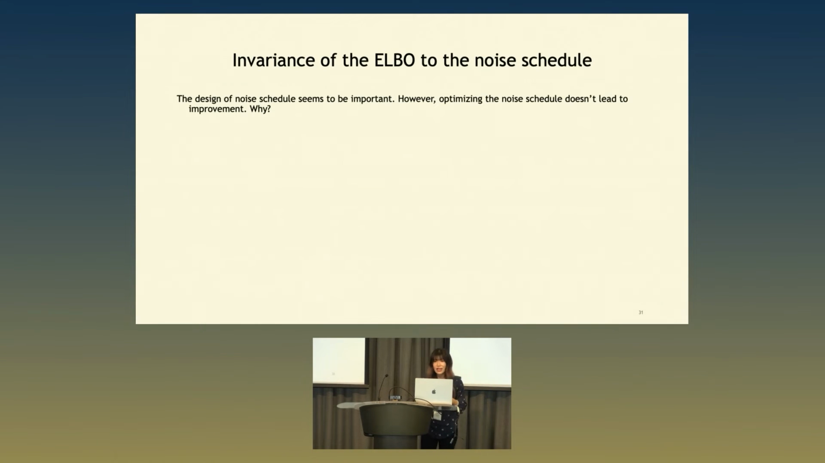Okay, so if this noise schedule sounds important to our objective, after we have this continuous time ELBO, it's actually possible to optimize this noise schedule together with the parameters of our diffusion model. However, in our early trials, this doesn't lead to better performance for either likelihood estimation or perceptual quality. So we're wondering why this doesn't help. We actually see that the ELBO is invariant to the noise schedule.